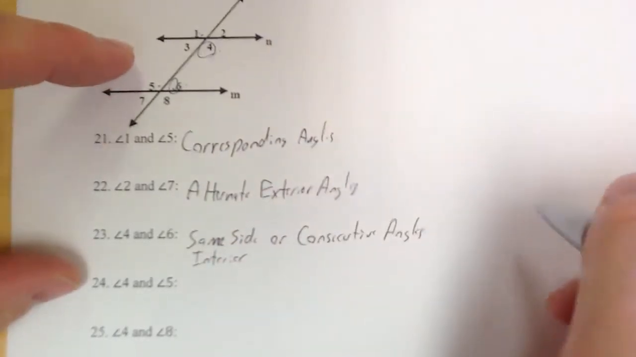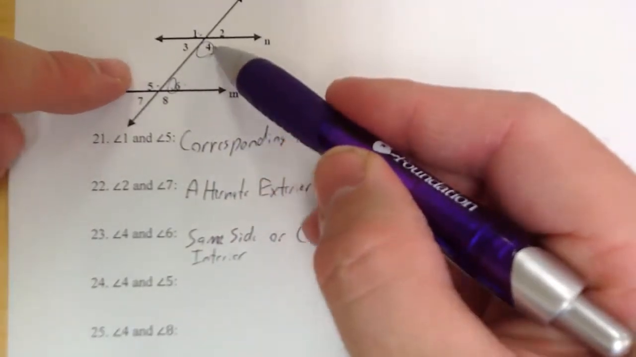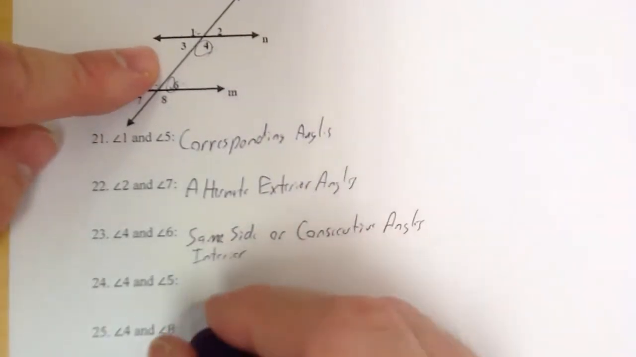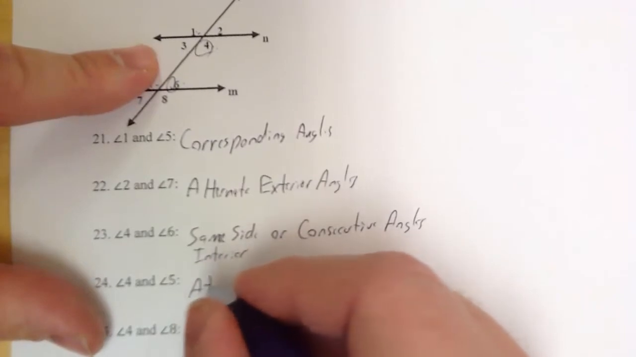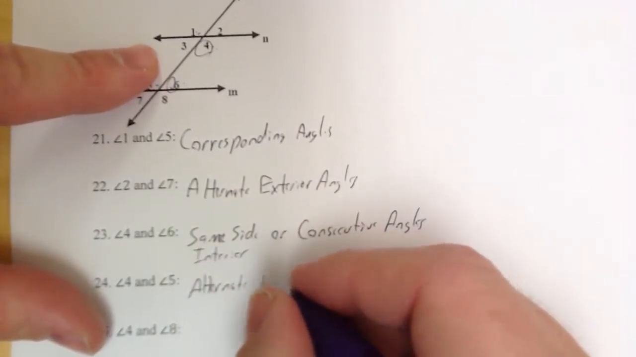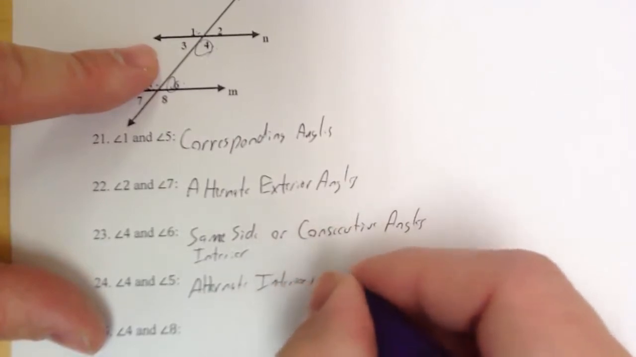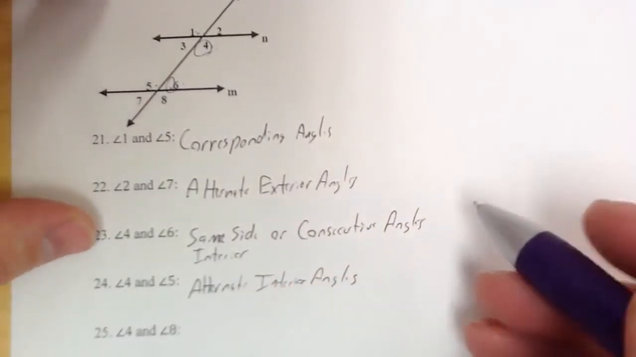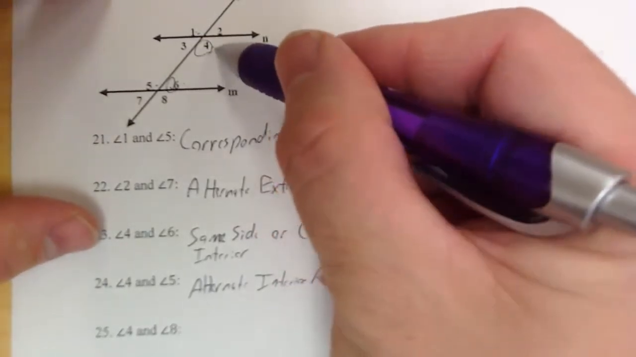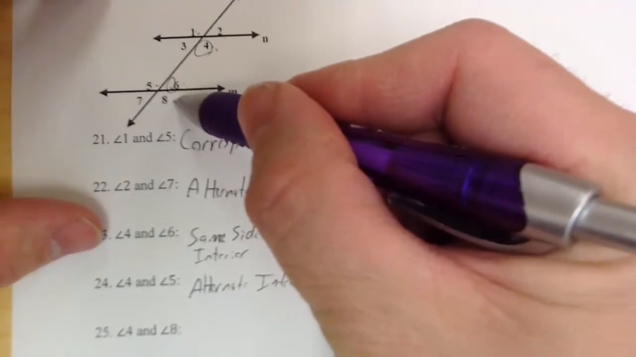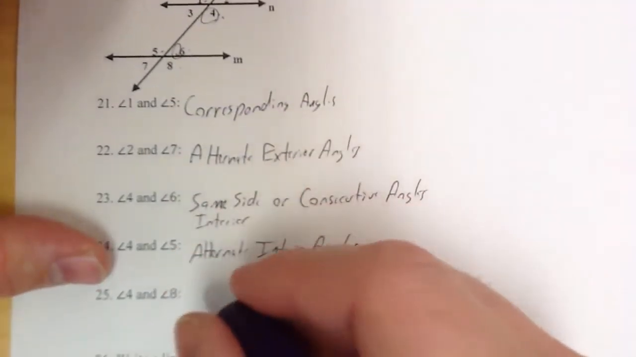Angle 4 and 5. Okay, this time one's on this side of the transversal line, the other one's on the other side. They're both between the 2 other lines, so these must be alternate interior angles. And finally, 4 and 8. One's right here, the other one's on the other. This looks kind of like the first question we answered in this group. Corresponding angles.